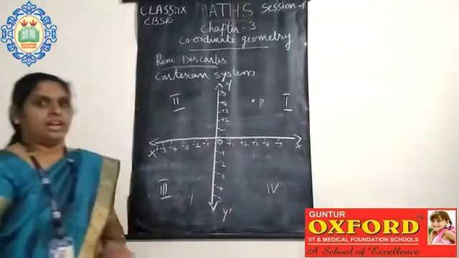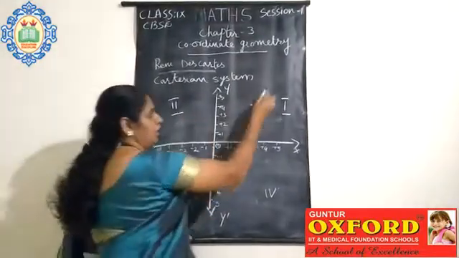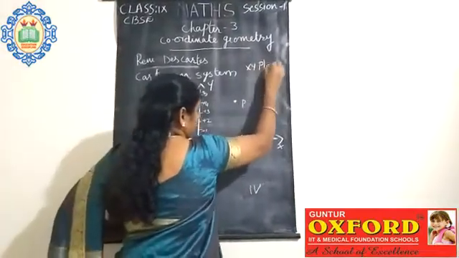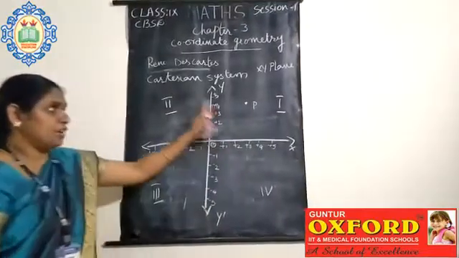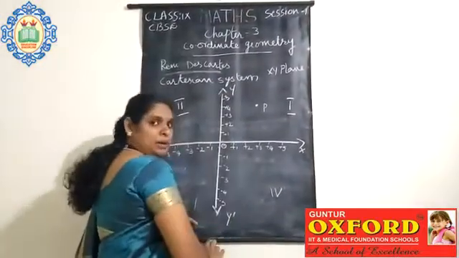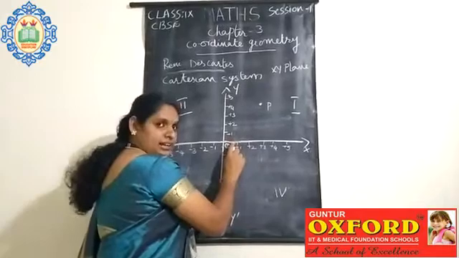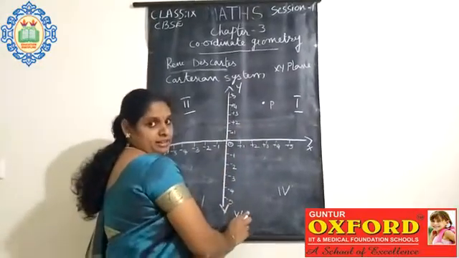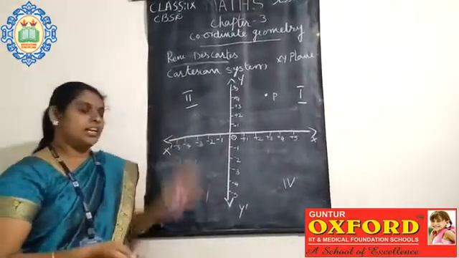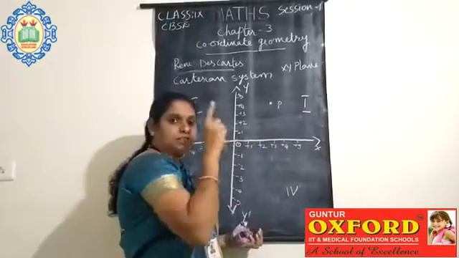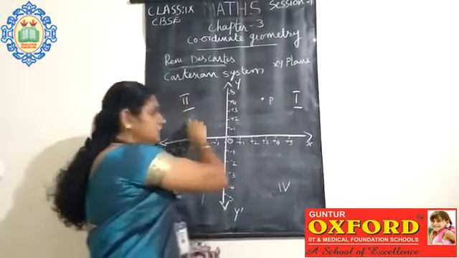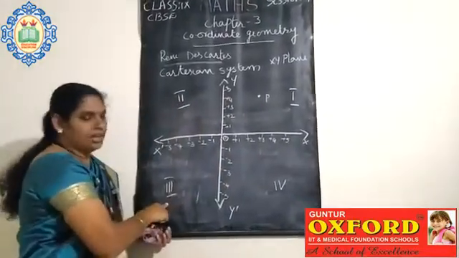This plane is known as the xy plane. This xy plane is divided into 4 parts. We know that the two lines are perpendicular to each other, making an angle of 90 degrees. These are known as quadrants. Children, we learned in earlier classes, in 6th standard also, one circle divided into 4 equal parts. Each one is a quadrant, making an angle of 90 degrees. This is the first quadrant, second quadrant, third quadrant, fourth quadrant.